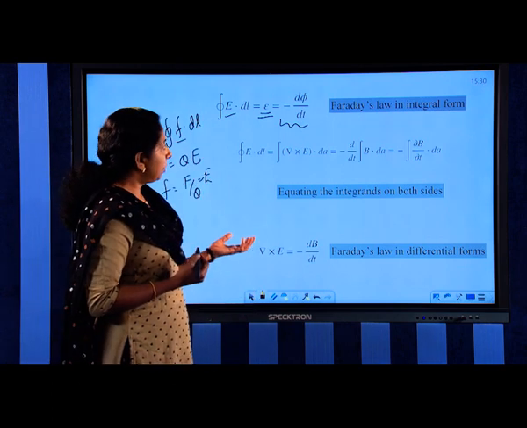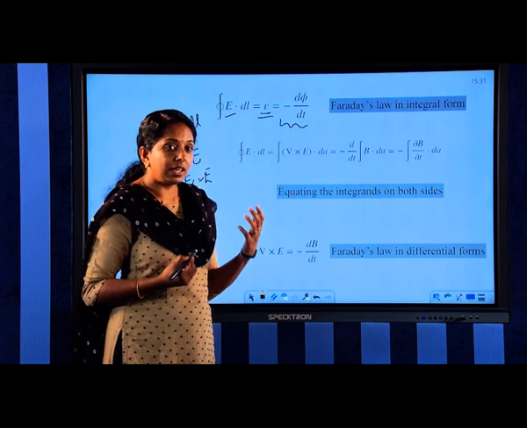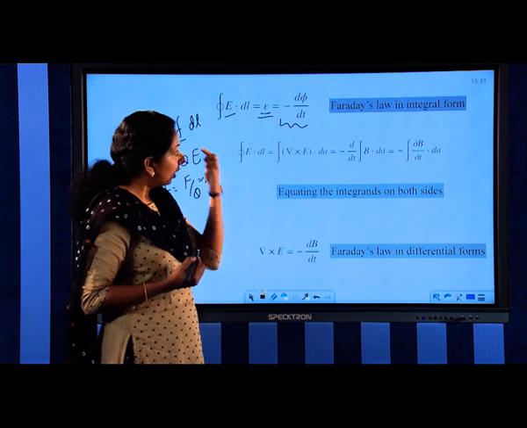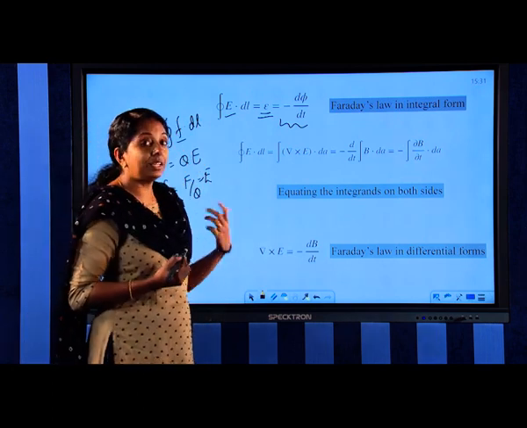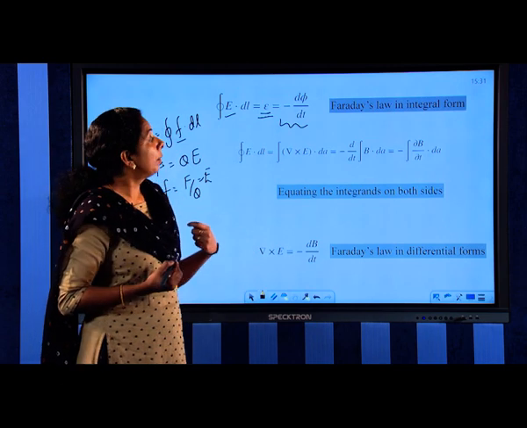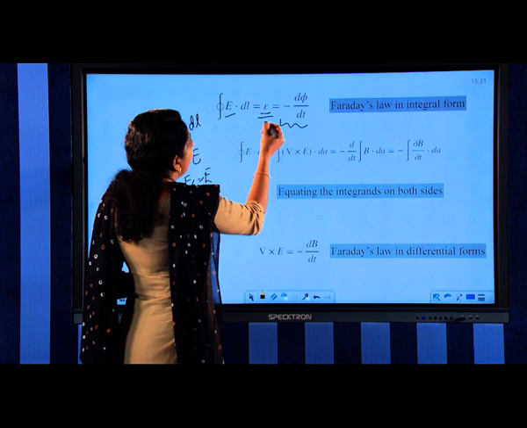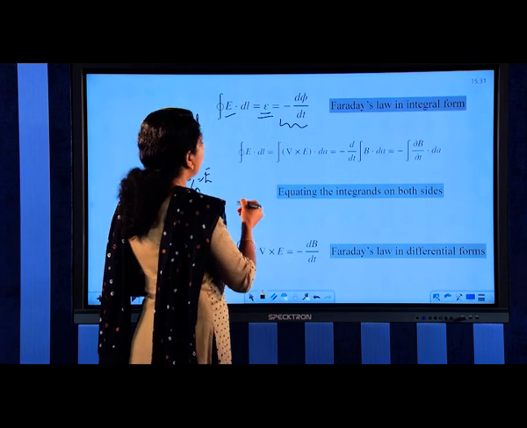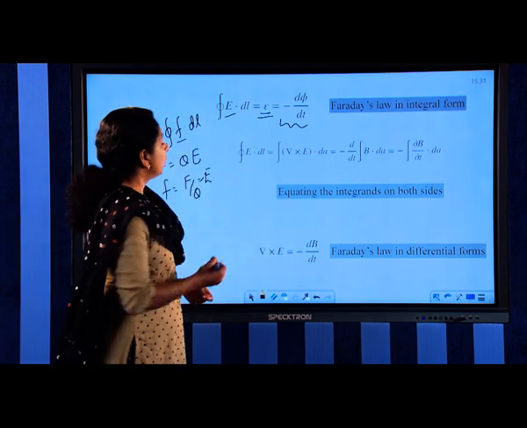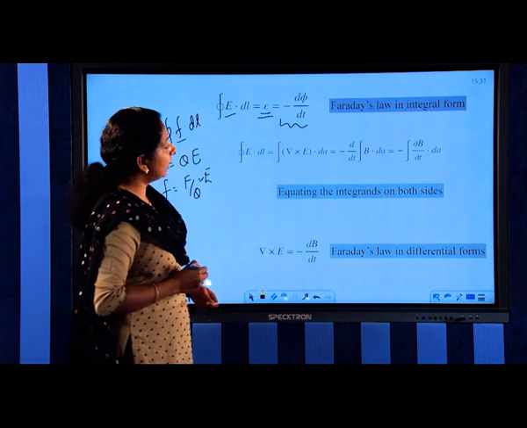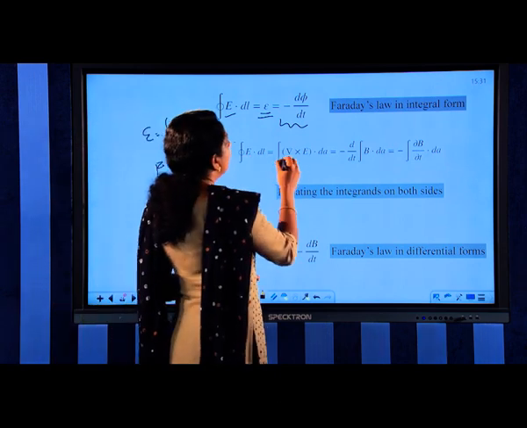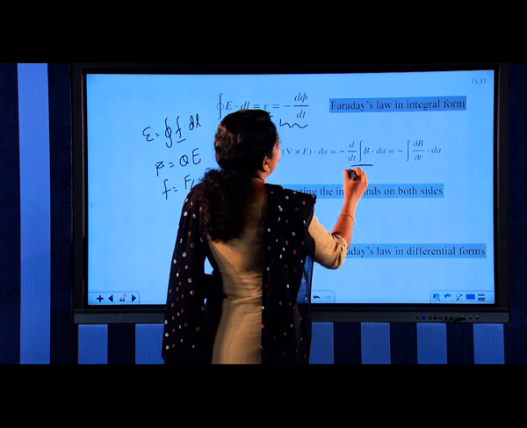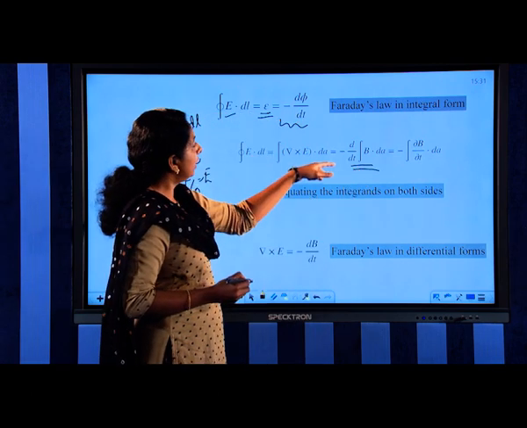So, from the second experiment it is clear that an EMF is generated when the magnetic field associated with the loop changes. So, an electric field is generated with the change in magnetic field. Now, we can rewrite this integral form of Faraday's law in differential form. For that, we apply Stokes' theorem. So, the integral over a closed loop of E dot dl is equal to the integral of del cross E dot dA, and that is equal to, substituting on the right side, minus d by dt of phi.